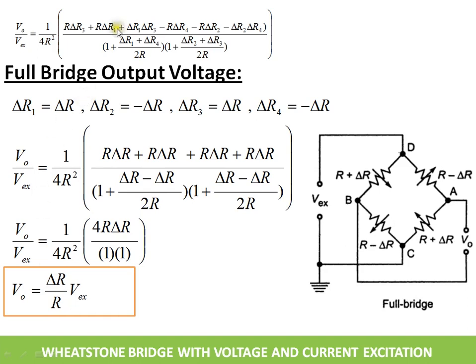This is the full bridge configuration, in which all four arms are having variable resistance. Here I have considered adjacent arms are having equal and opposite change in resistance. And if we substitute in this equation, we will get V0 equal to delta R by R into V excitation. Compared to the quarter and half bridge, the full bridge is having good sensitivity. Here you can see earlier it is having 4R and 2R, now it is only R. The sensitivity is very good. At the same time, the complexity of the circuit is also increased. So depending upon your requirement, the configuration needs to be selected for your application.